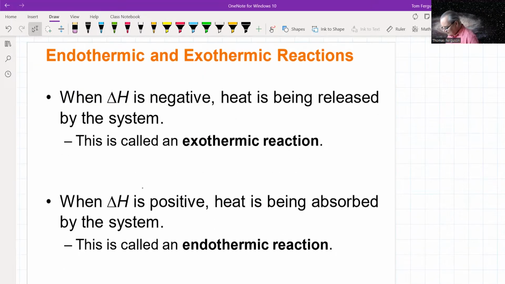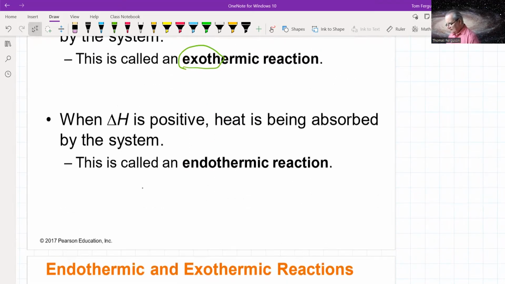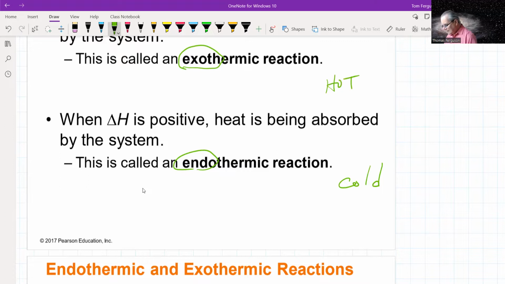When delta H is negative, heat is being released into the surroundings. Okay? So if you were holding a beaker of a chemical reaction and it got hot, that means you are receiving energy, kinetic energy in this case, from the reaction. So the reaction is sending energy outside of the reaction. The opposite is the reaction needs energy to progress, so it draws it from the surroundings. Endothermic. Think of endothermic, cold; exothermic, hot.